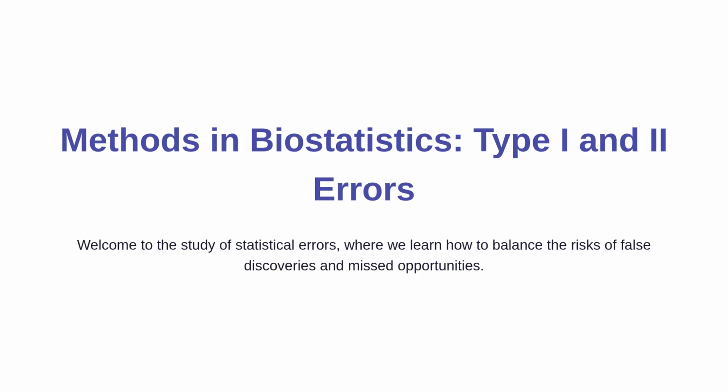Welcome to this lecture on methods in biostatistics. Today, we are going to explore a fascinating and crucial topic, type 1 and type 2 errors. Whenever we conduct scientific research, test a new life-saving drug, or diagnose a patient, we rely on statistical tests to make decisions. But what happens when our tests lead us to the wrong conclusion?